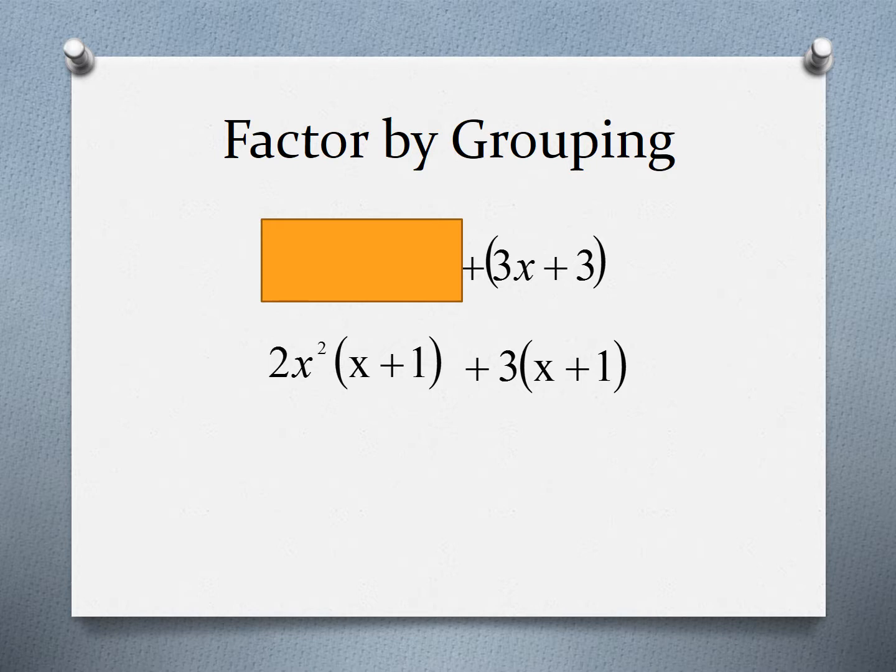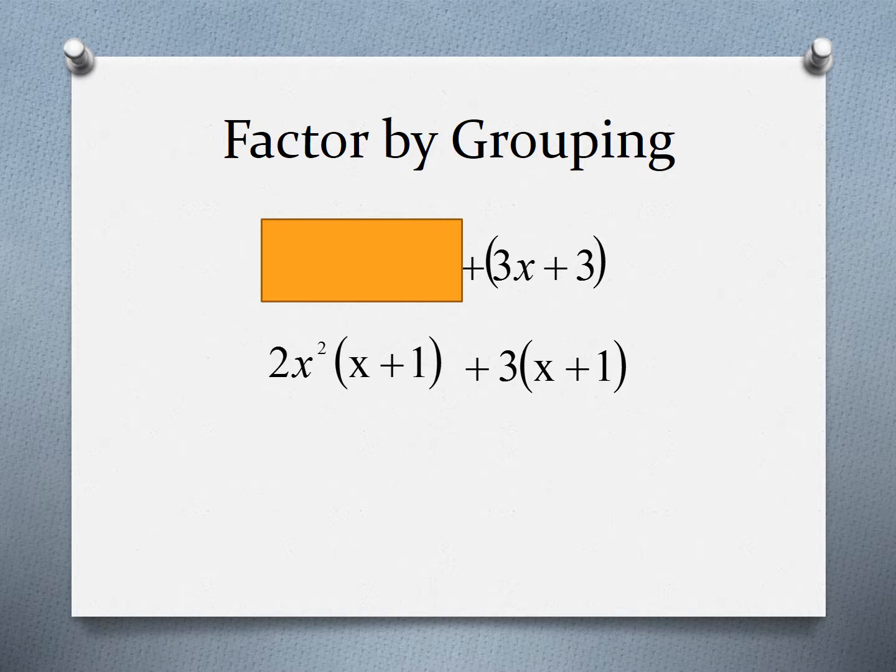Notice how I kind of covered up the first half of the problem so that you can focus on the second half, and I pulled out the greatest common factor of the 3x plus 3. 3 is the greatest common factor of our polynomial 3x plus 3. So once I pull that 3 out, notice how I've left behind x plus 1. Well, this is the beauty of factor by grouping. Whatever you've left behind matches in both cases. So in our first half of our problem, x plus 1 was left behind. The second half of our problem, x plus 1 was also left behind.